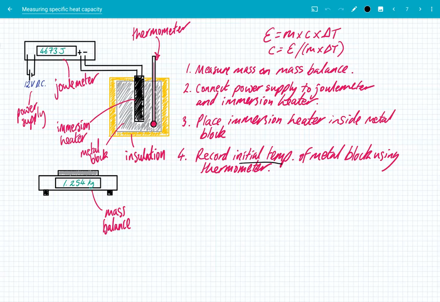Step 4, we place our thermometer inside the metal block because we want to record the temperature of that metal block. So you place it within the metal block and you record the initial temperature before you begin to turn your heater on, before you begin any heating. You need to know what is the temperature that it started at.